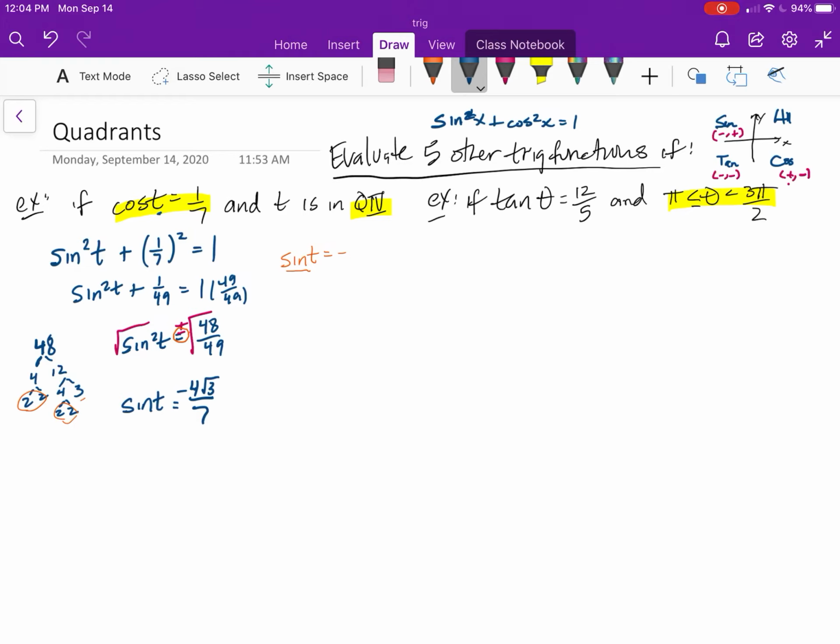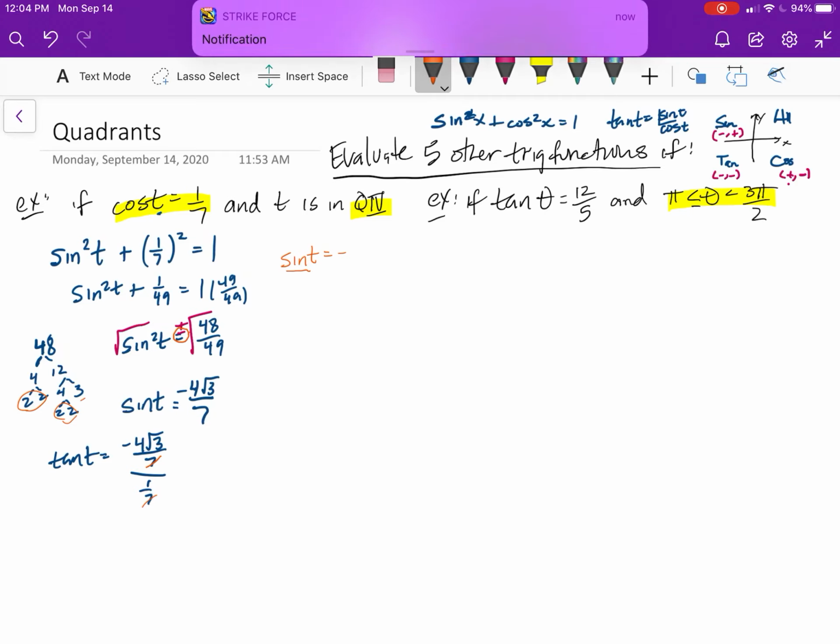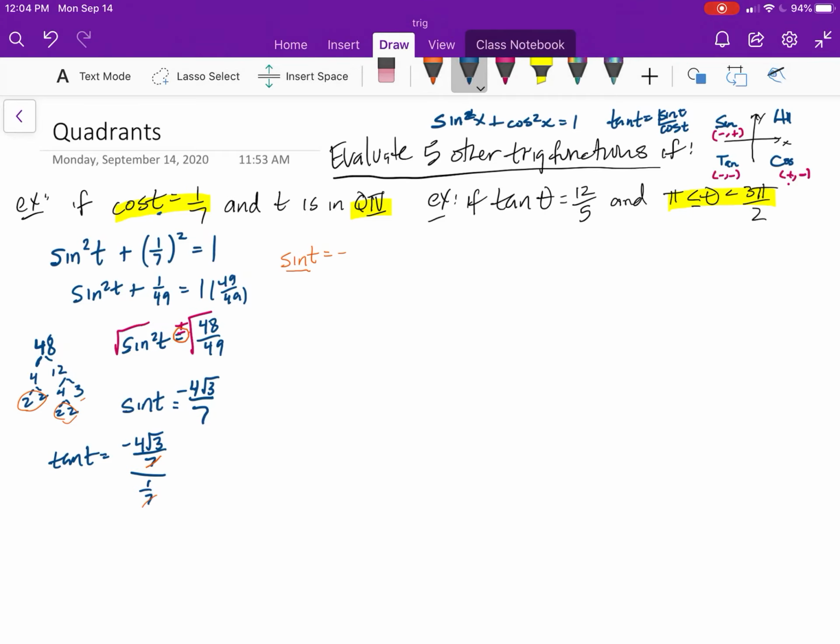Tangent, there's an identity that says tangent. I guess I should write that up here as well. That is sine over cosine. So tangent of t is negative 4 root 3 over 7 over 1/7. And the easy way to simplify when we have denominators that are the same, we could simply cancel them out like that. And negative 4 root 3 over 1 is just negative 4 root 3.